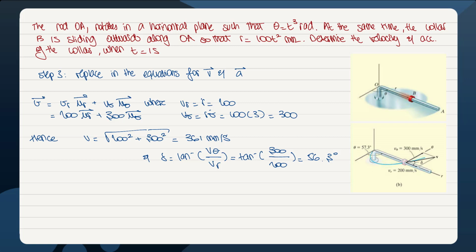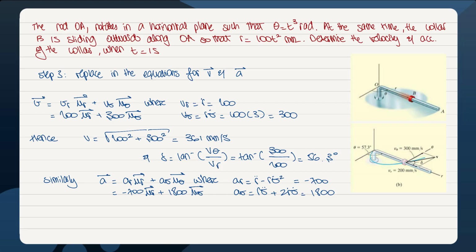Similarly, to find A, we need to develop expressions for Ar and A theta. We know that Ar is equal to r double dot minus r theta dot squared, which is equal to minus 700, while A theta is equal to r theta double dot plus 2 r dot times theta dot, and that's equal to 1800. Now that we have values for Ar and A theta, we can simply replace them in the expression of A. And so A in vector form is equal to minus 700 ur plus 1800 u theta.